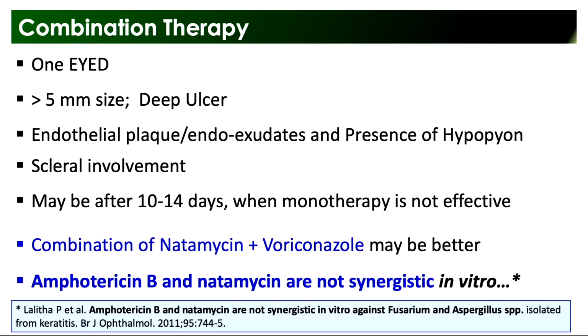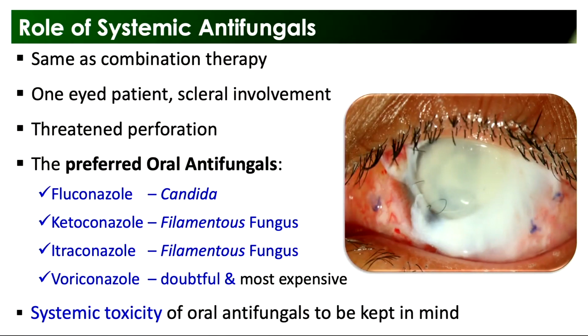Combination therapy is important if the ulcer is more than 5 millimeter in size, a deep ulcer, with a lot of hypopyon and scleral involvement, and maybe in some cases where it is not responding, then you can start. And you must know that amphotericin B and natamycin are not synergistic because they are in the same class of drug. Then the role of systemic antifungals: there are some drugs like fluconazole, ketoconazole, itraconazole, voriconazole.